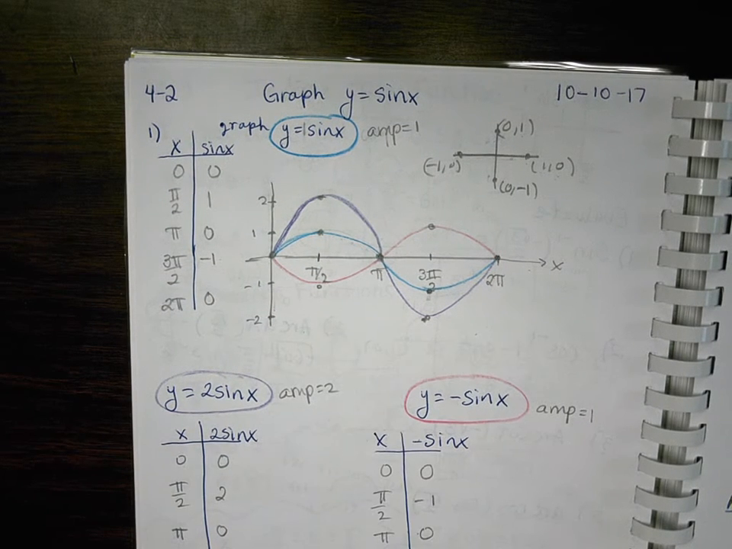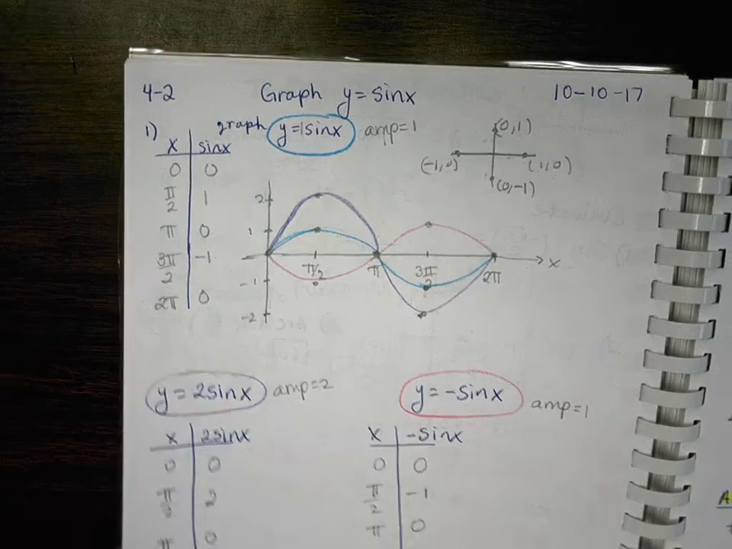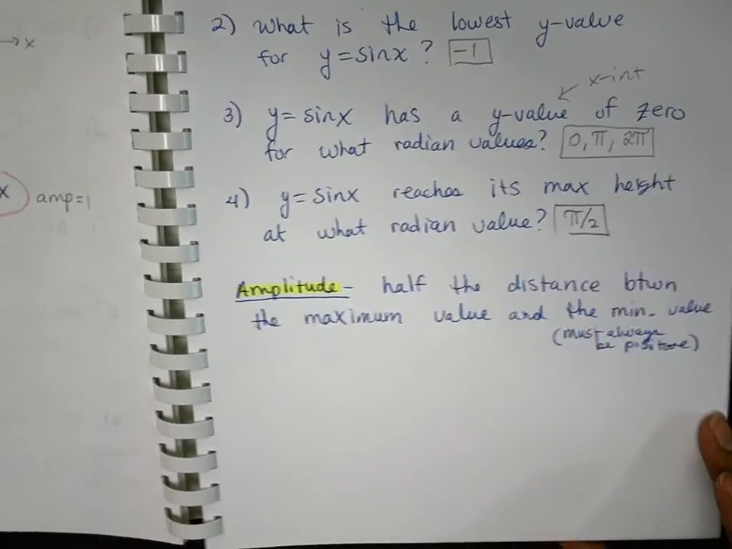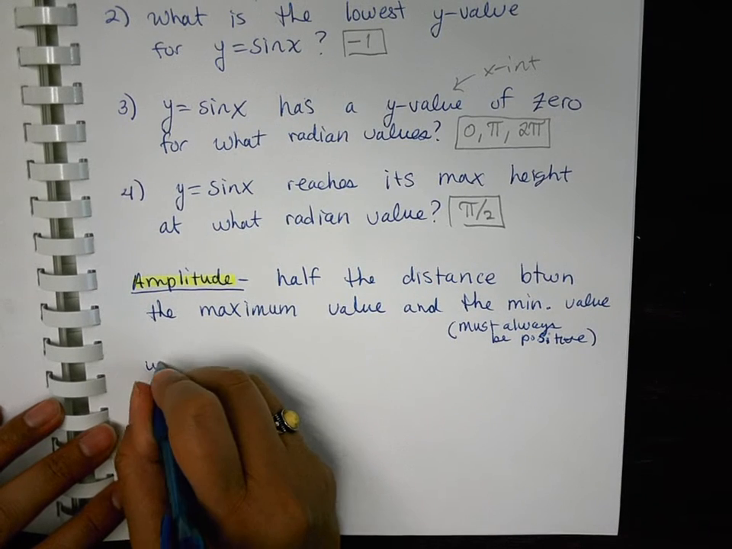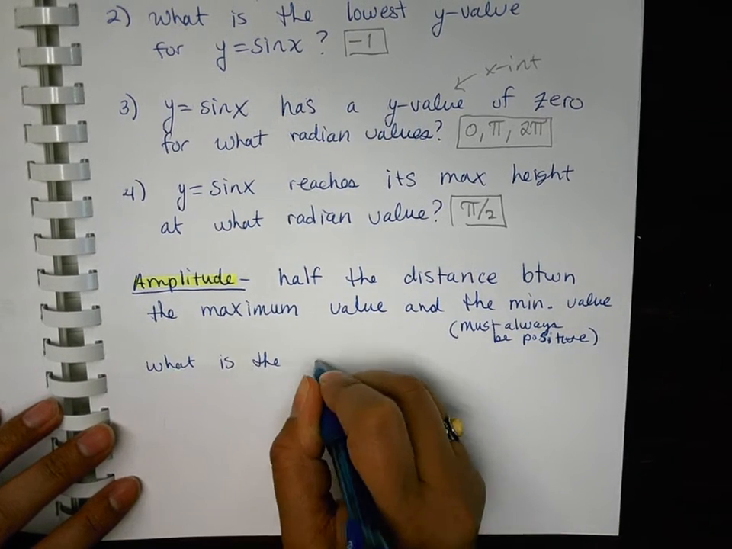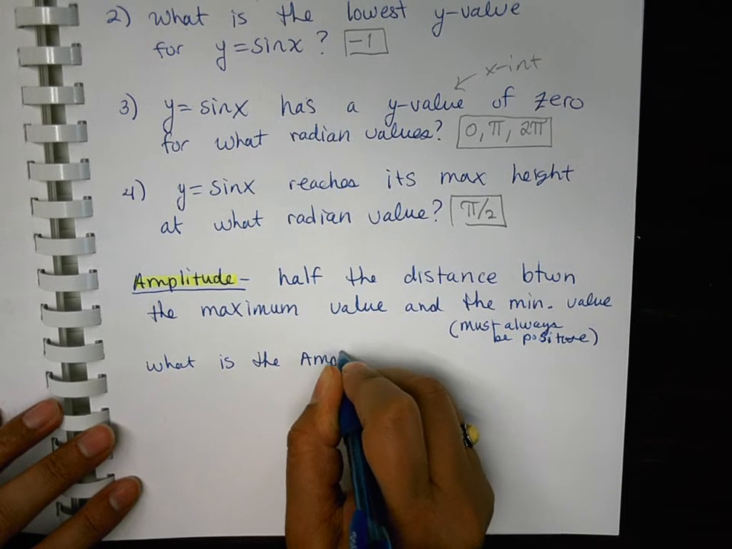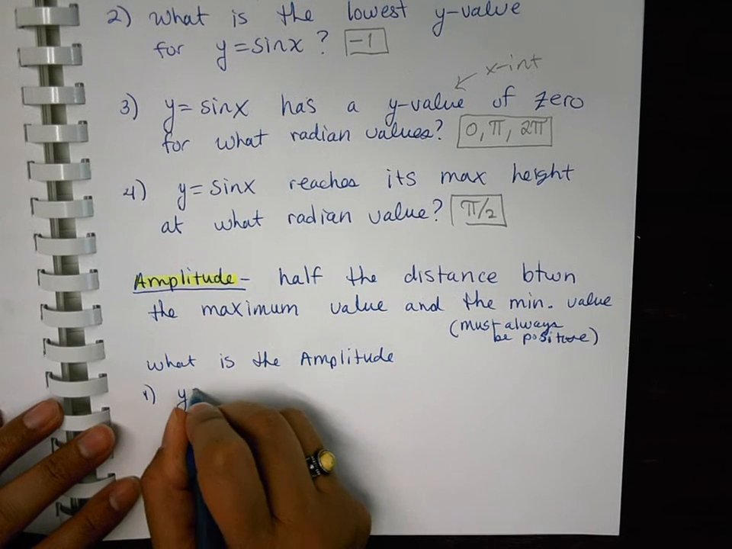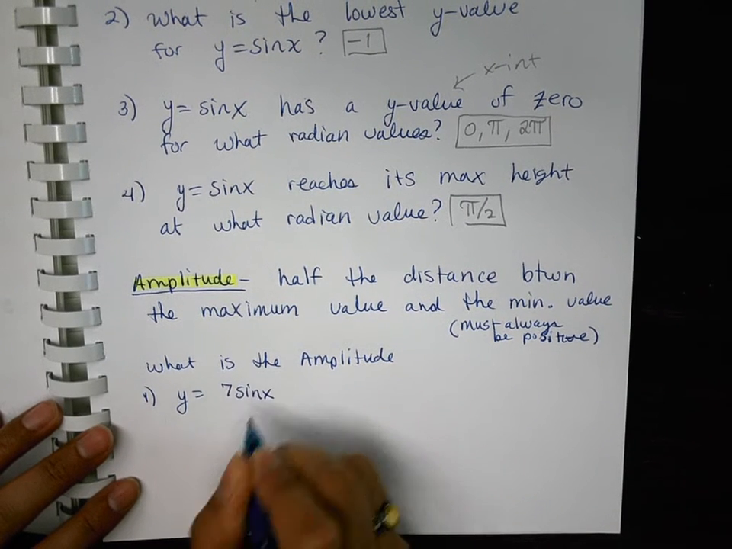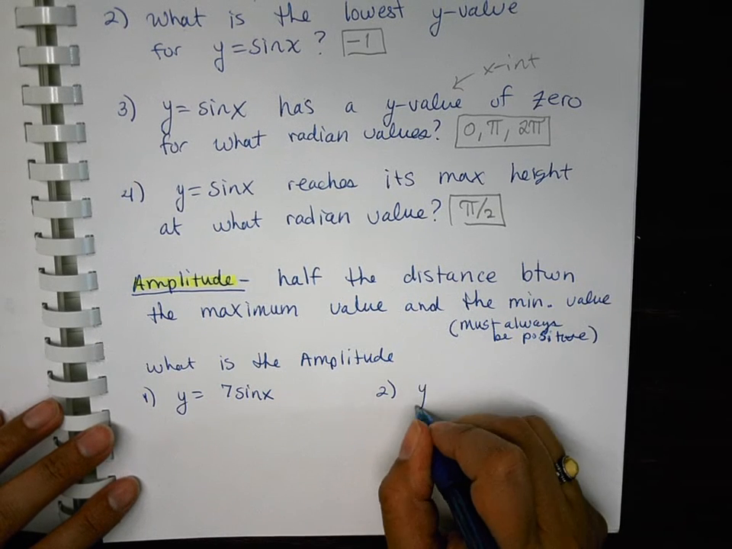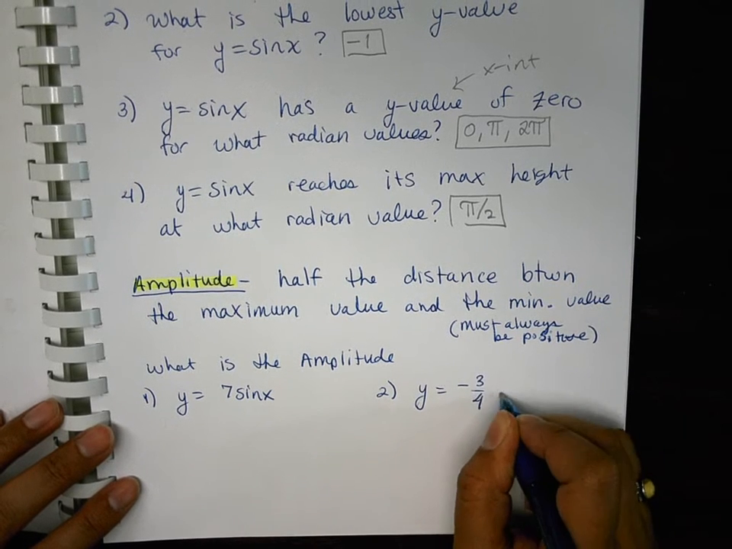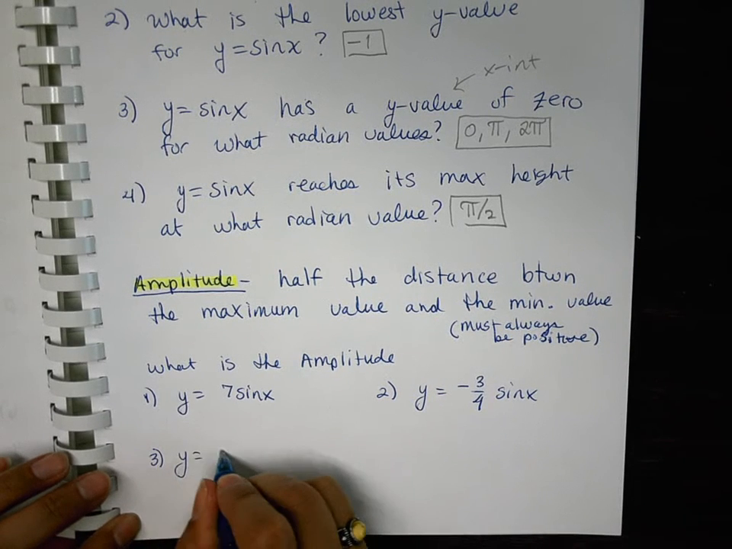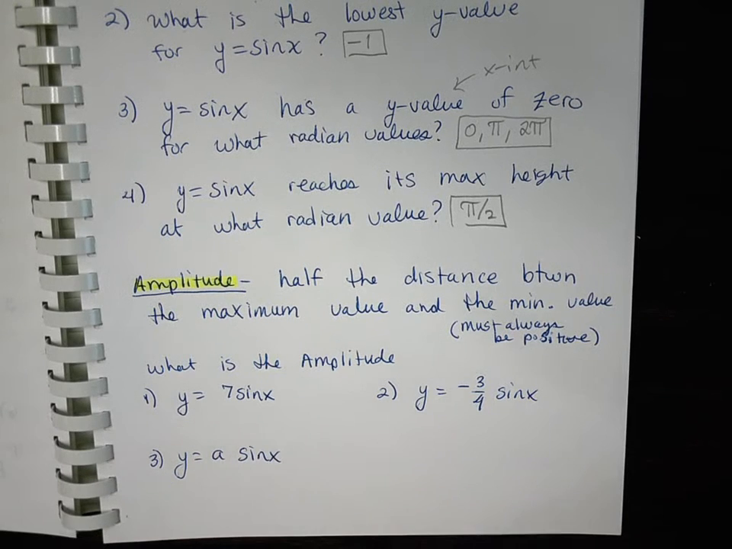Okay, questions before we move on? Okay. What is the amplitude for the following questions? And I'm just going to write them down. Number 1, y equals 7 sine of x. Don't blurt it out, just write it down on your paper. Number 2, y equals negative 3/4 sine of x. Number 3, y equals a sine of x. All right, you're just writing down the answers. 1, 2, 3.